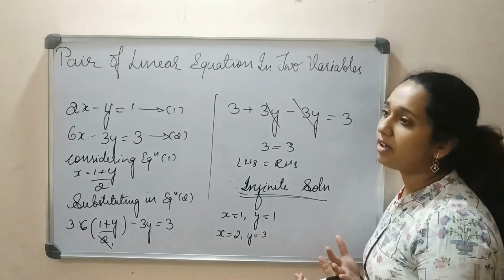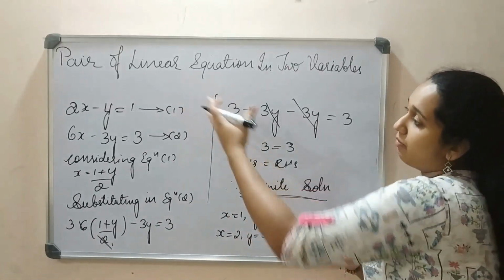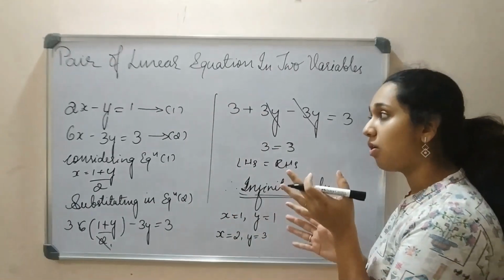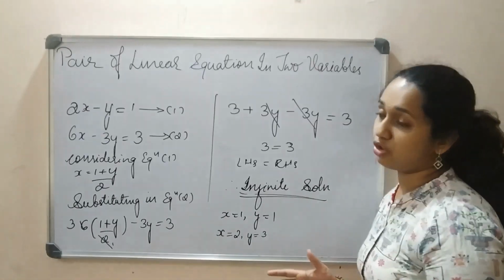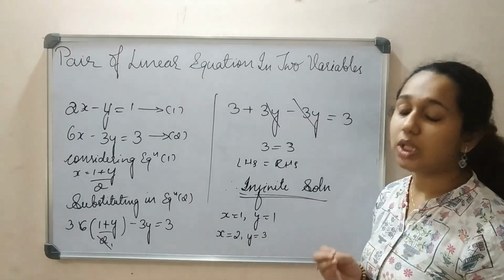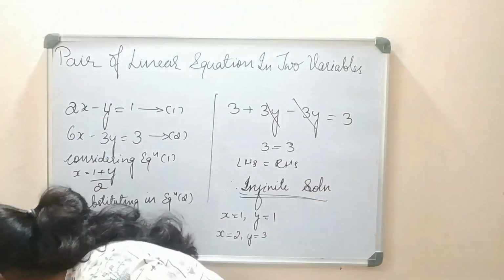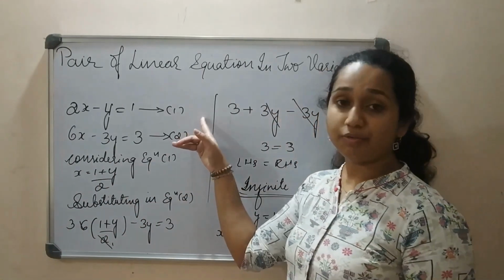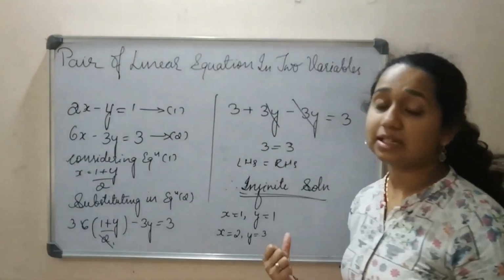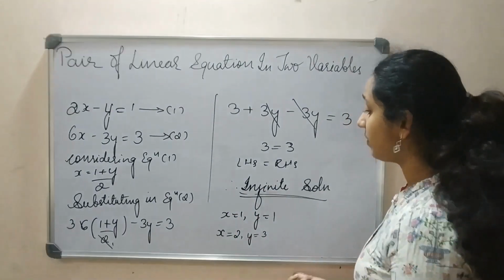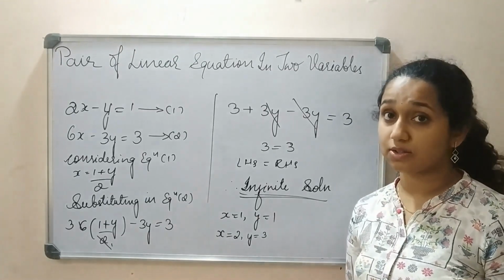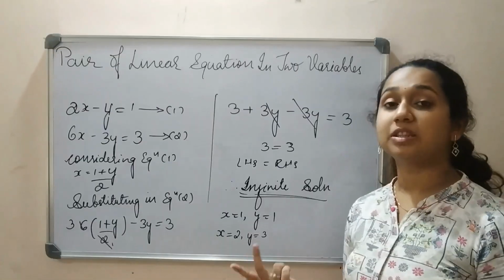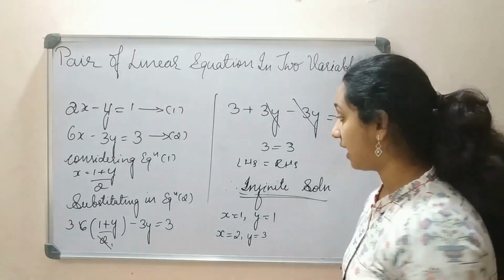Whenever you get an infinite number of solutions, it doesn't mean that the pair of linear equations is wrong. They are also correct, but their solution lies in the infinite solutions. You will not get a unique solution. So, this is the second pair of equations. Now we will consider the third pair of equations. Totally we got two kinds of solutions: one is unique solution and one is infinite solution. We will see what the third category of solution will be.